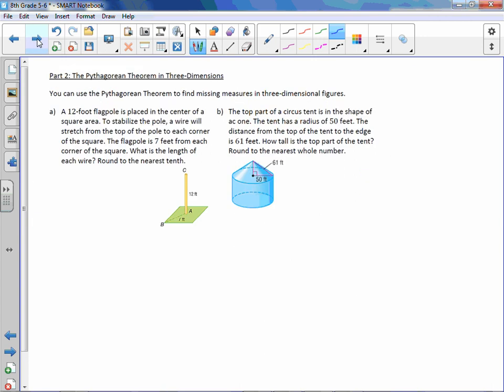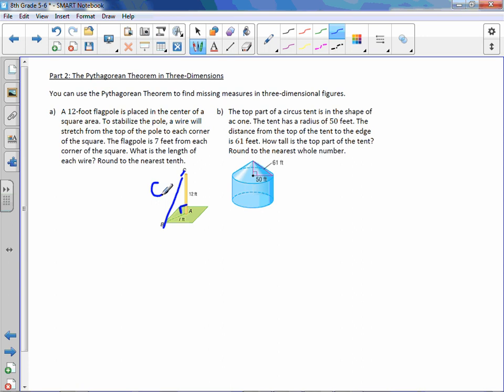You can use the Pythagorean theorem to find missing measures in three-dimensional figures. In this diagram, I will say, and you may want to draw this in, it's missing a line from here to here, okay? And this is our right angle. A 12-foot flagpole is placed in the center of a square area. To stabilize the pole, a wire will stretch from the top of the pole to each corner of the square. The flagpole is 7 feet from each corner of the square. What is the length of each wire? Round to the nearest tenth.